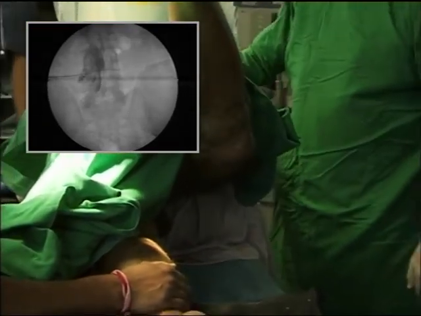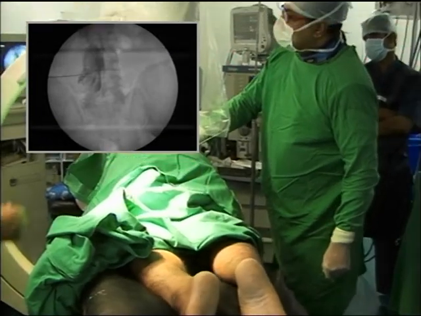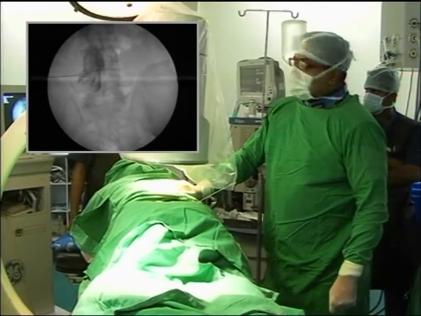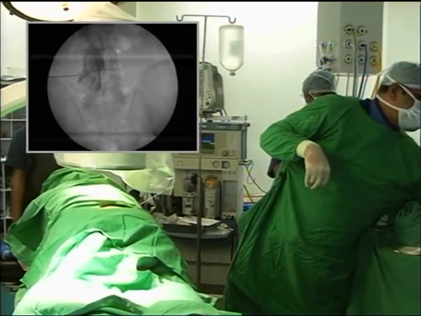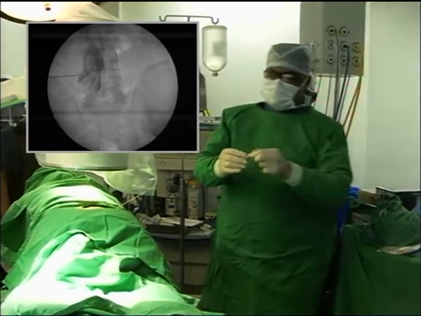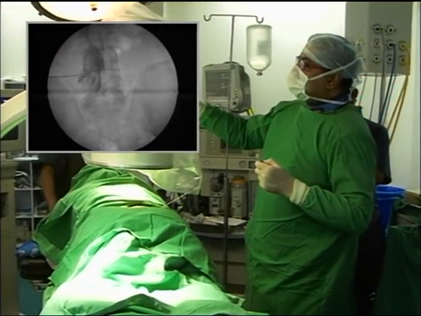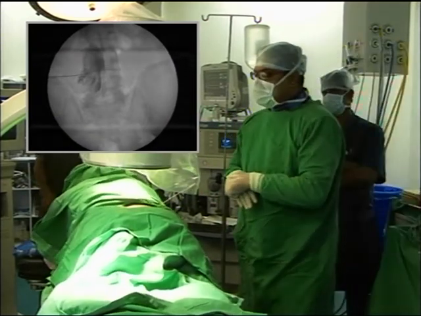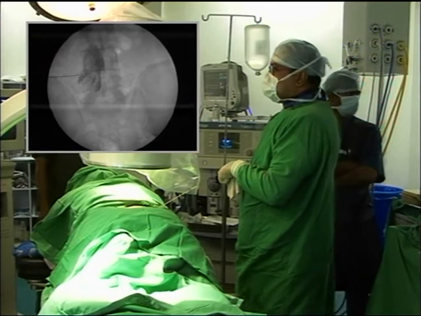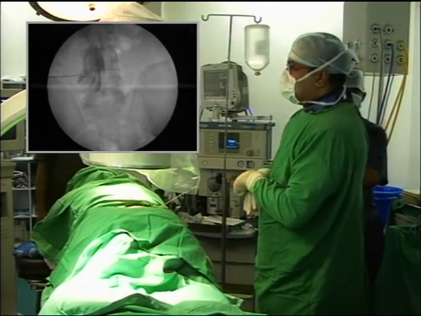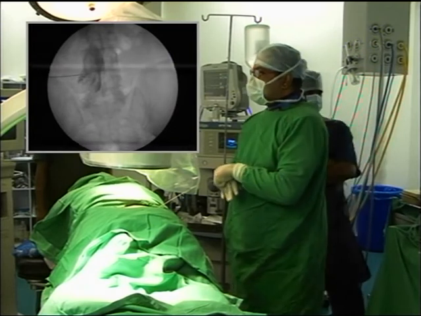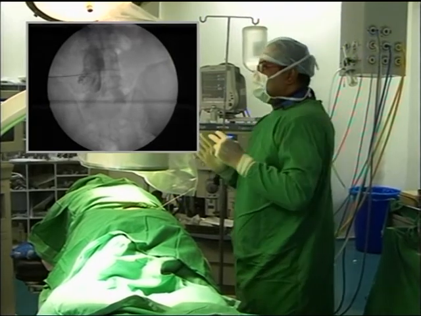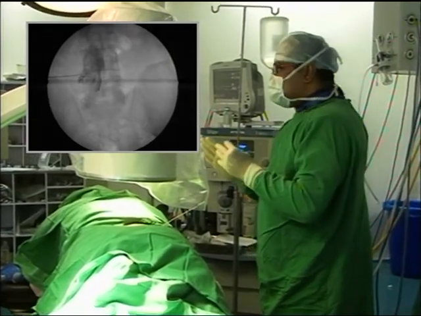Sir, if you appreciate there, my contrast has not spread down to the L5S1 level. Right? I have injected at least 1.1 ml of 1.5 ml of contrast here and my contrast has not trickled down. After that I used 0.5 ml of local anesthetic agent just to confirm. Why does this come to mind? Because this patient has a history of 10 years.